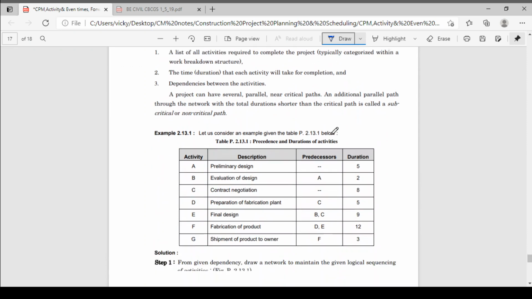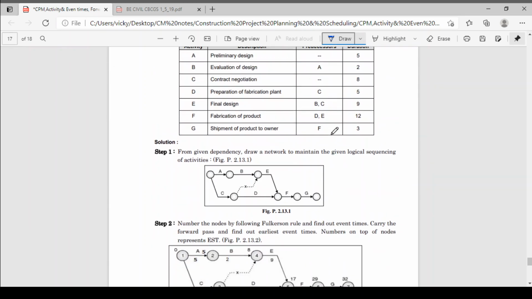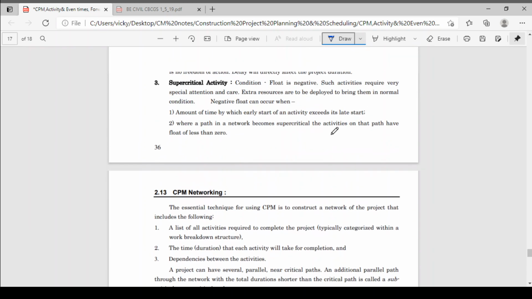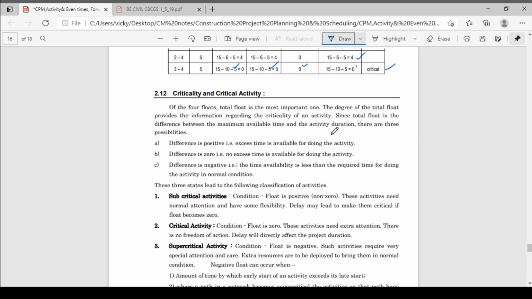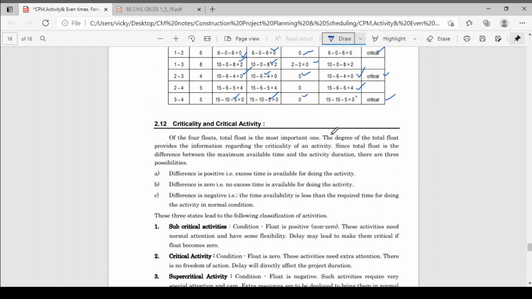Now the next part we will see is the criticality of activity. What is the criticality of activity? What is supercritical? What is subcritical? Of the four floats, total float is the most important one. Always, if total float is zero, your activity is a critical activity. All other floats will automatically become zero. Total float zero means your activity is critical.